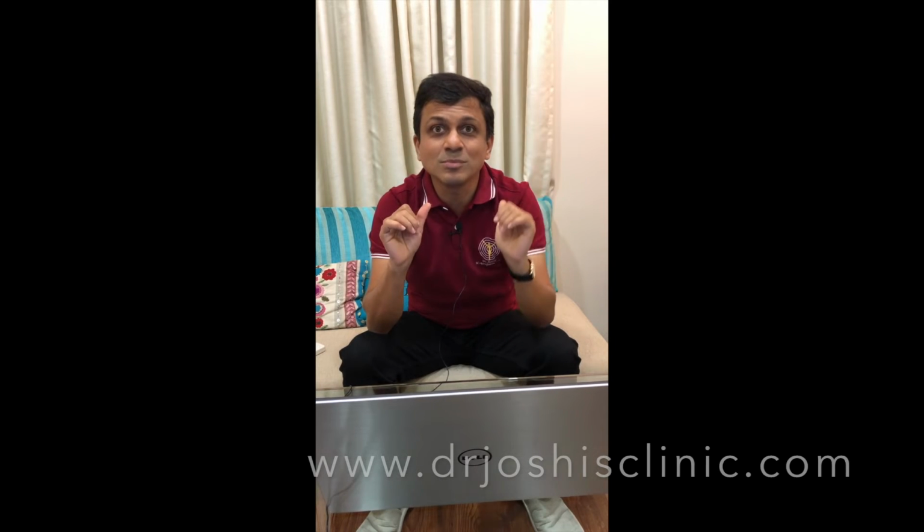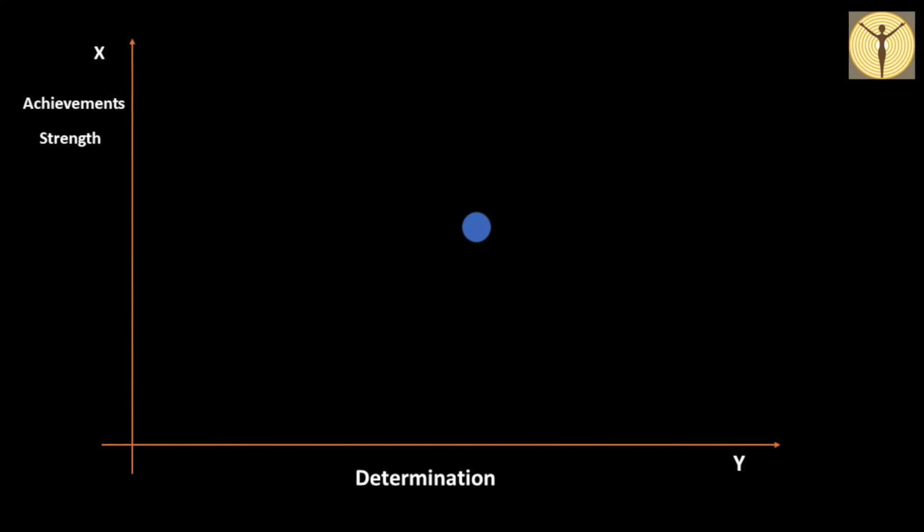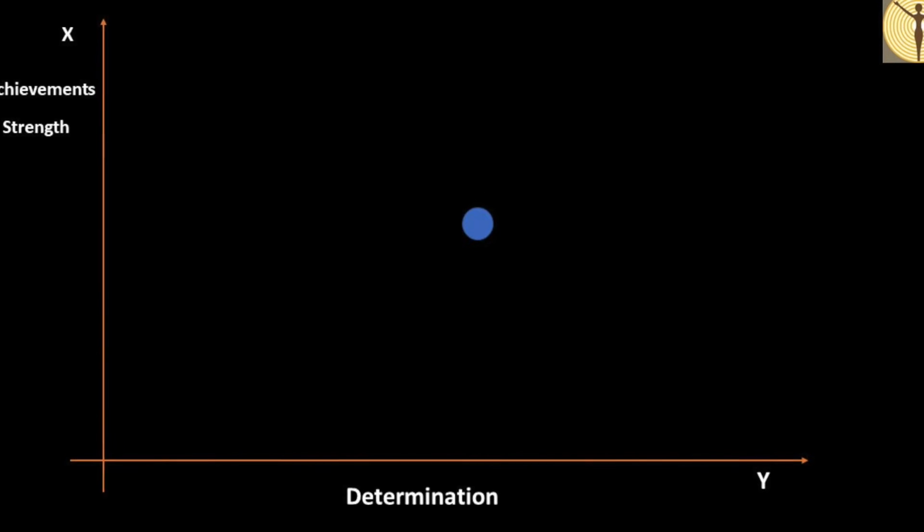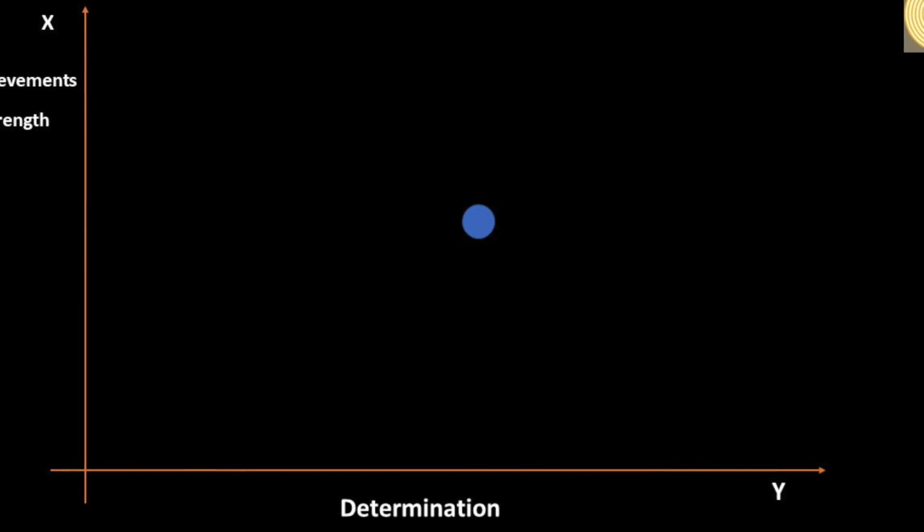Now, imagine this x-axis which can be graded in terms of the achievements of the patient, the strength of the patient. Based on that, you have the x-axis, and the y-axis, which is based on the determination of the patient, the driving force of the patient, the intensity with which he can achieve what he wants. And if you can grade the patient based on these two axes and place the ball that way, you know the quality of your patient, which encompasses everything.